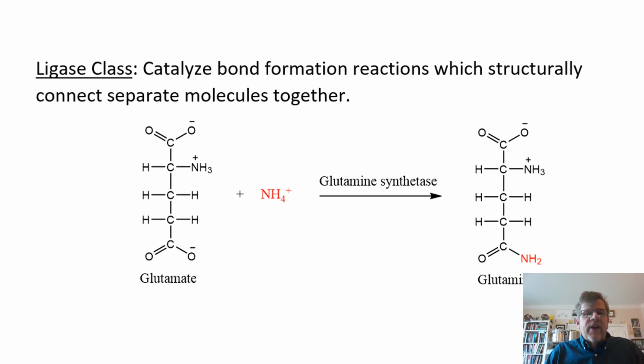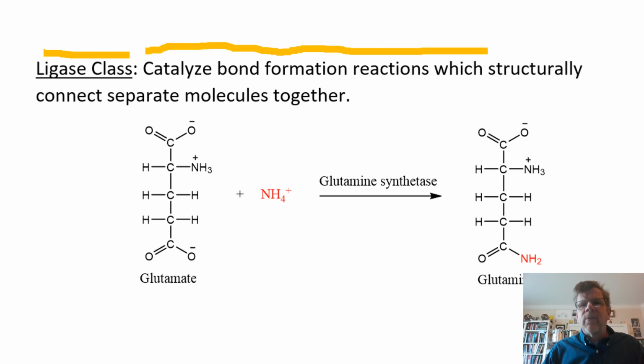Our last class of enzymes is the ligase class. If we think of an English derivative word for ligase, when something is ligated, we are connecting it or tying it to something else, like a ligament ties our bones together, or ties a muscle to a bone. When you ligate something, you're tying it together. So ultimately, a ligase class of enzymes catalyzes covalent bond formation reactions, which structurally connect separate molecules together.